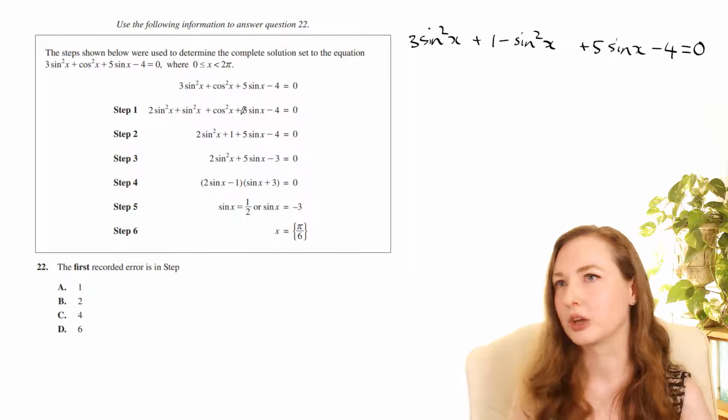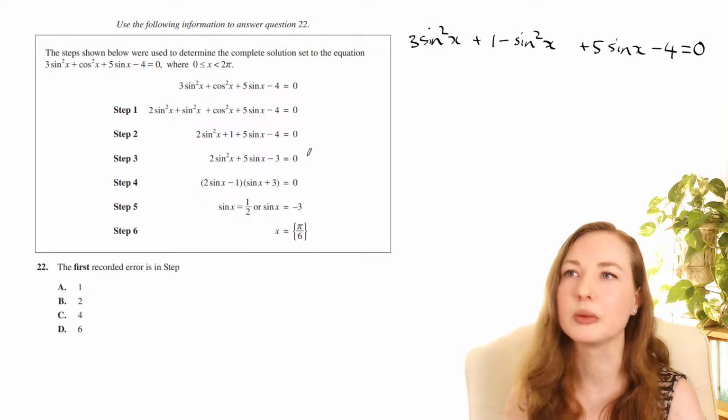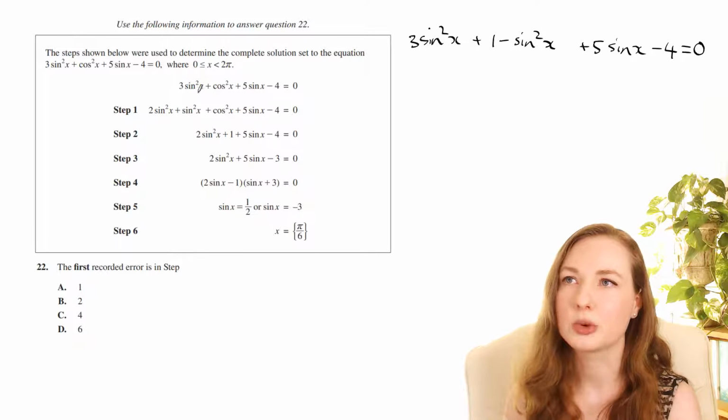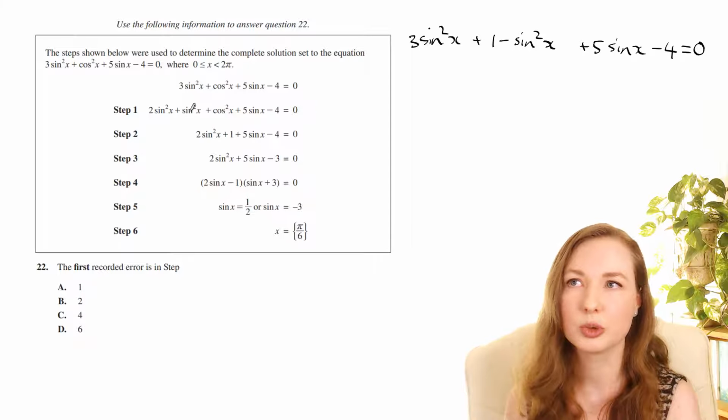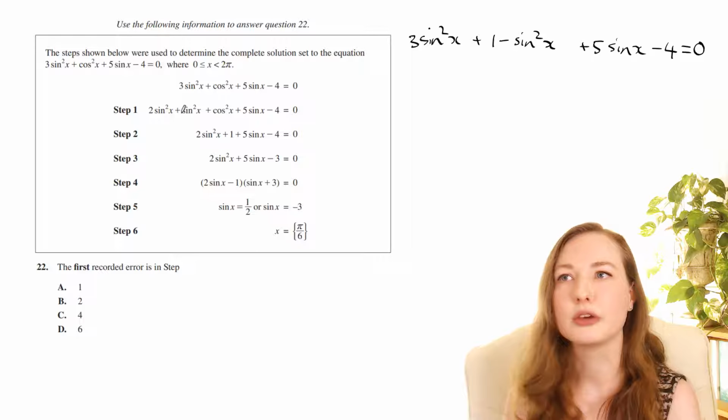What they've done is equivalent, but not quite the same, where they've taken a sine squared x out of this, so split it up into 2 sine squared x plus sine squared x, and then they've combined these two together to make 1.